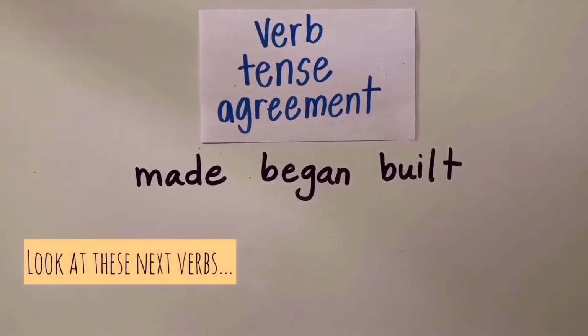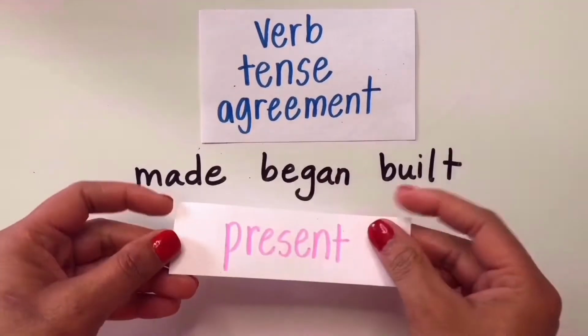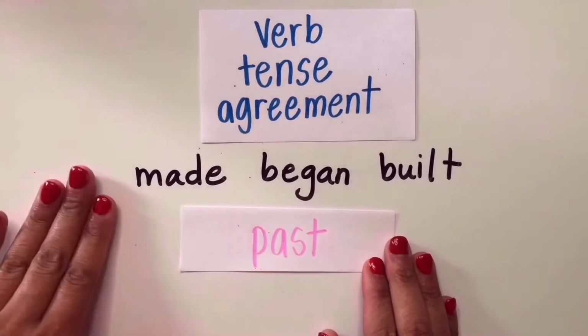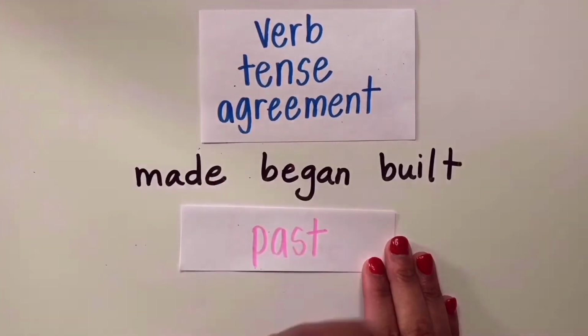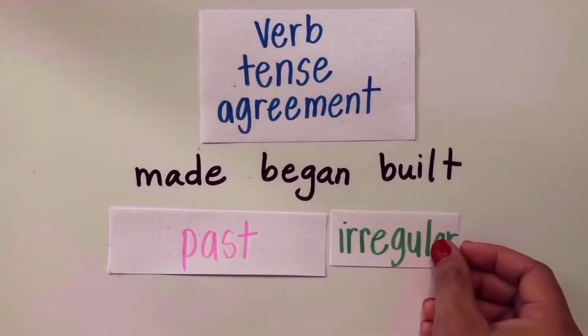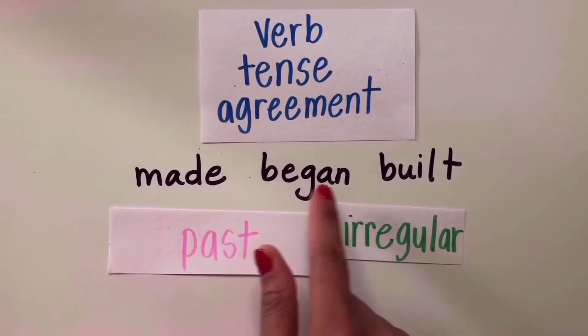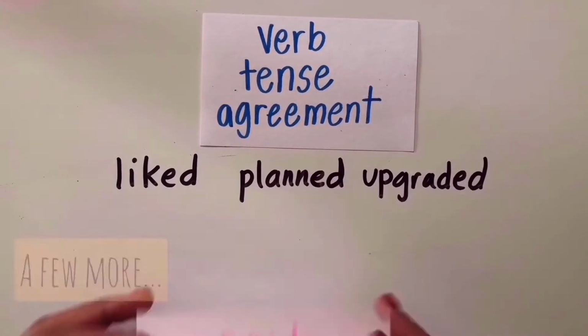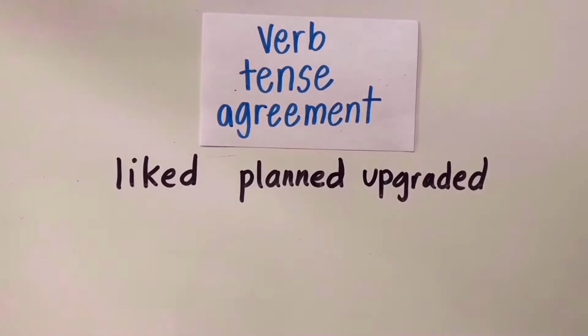Do you think they're in the present or the past, and how do you know? They're in the past. I made something, I began something, I built something. They are irregular past tense verbs because none of them end in ed. Verbs, do you think they are in the past or in the present? That's very good.